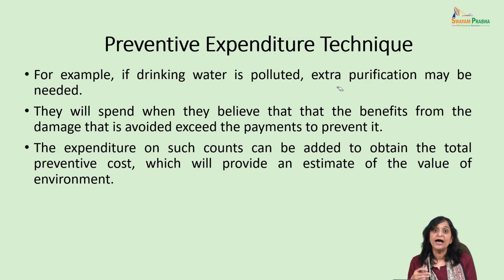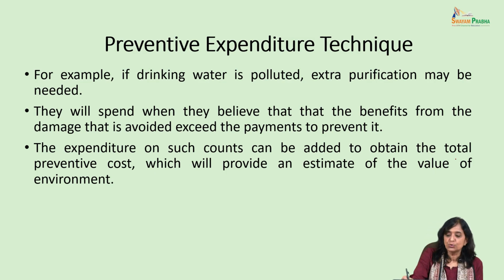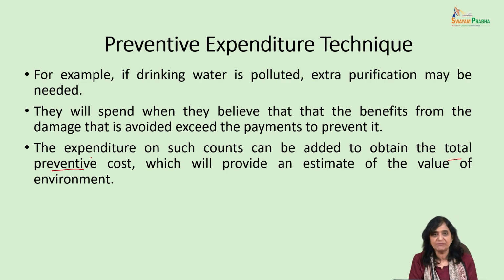And how much money I might have to spend if I do not purify the water, as there are certain health costs associated. So the expenditure on such activities needs to be added together to obtain the total preventive cost. Therefore, we call it the preventive expenditure method. And this will provide an estimate of the value of the environment. That is, if I am spending, let us say, 10,000 rupees to install a water purifier, and I am purifying certain liters of water because of that, this means that is the cost I am attaching to purified water.